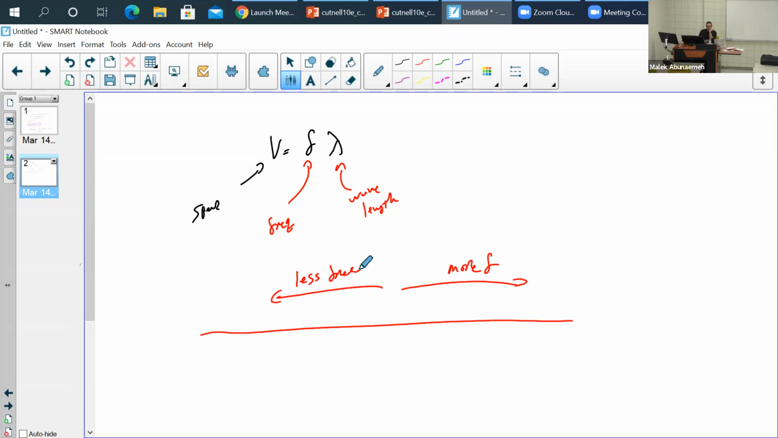Now, if you look at the chart, if I'm not mistaken, it's between 4 times 10 to the 14 to 8 times 10 to the 14. That's our frequency range, and that's where you see the different colors of the rainbow spectrum.